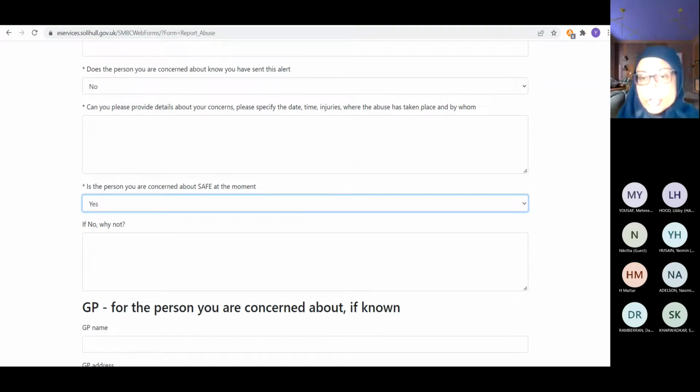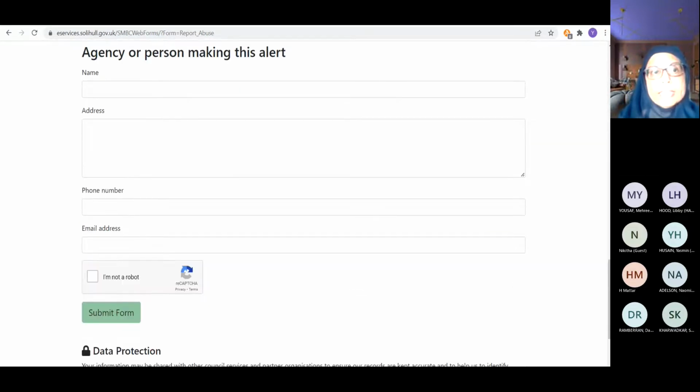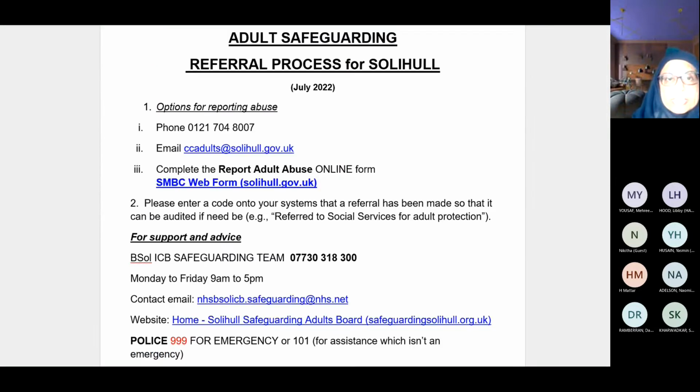Because they need to kind of know, do we need to act today? Can we leave it a few days or a week? And then the GP details and next of kin, and again, it would be your details for fulfilling the form. So you can see quite straightforward, quite simple. So again, on a page, you've got the 3 options. You can phone them, email them, or fill the online form.